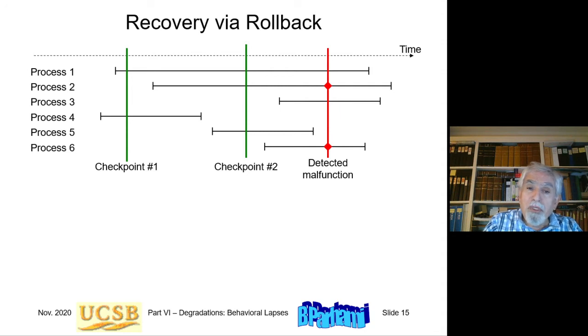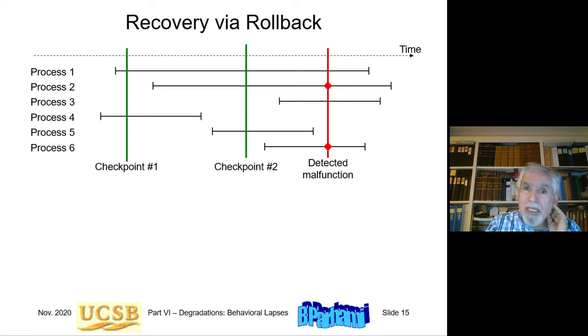Then at some point, that red line, something goes wrong in the system. And when something goes wrong, it may affect only a subset. So whatever malfunctioned did not affect some of the processes, but it did affect these two. The heavy dots indicate that these two processes were affected. Then this process will backtrack to its checkpoint. This one does not have a checkpoint yet, so it will basically restart.